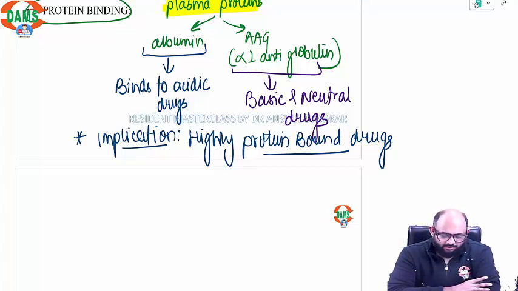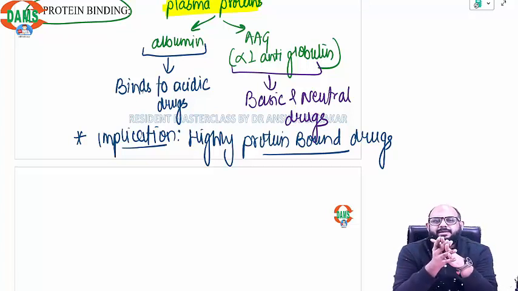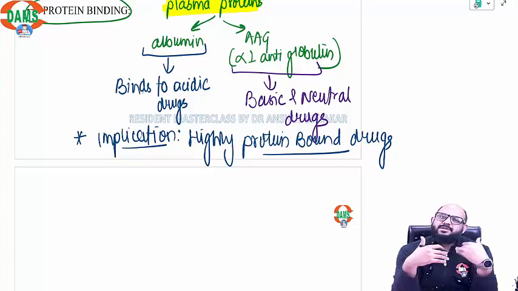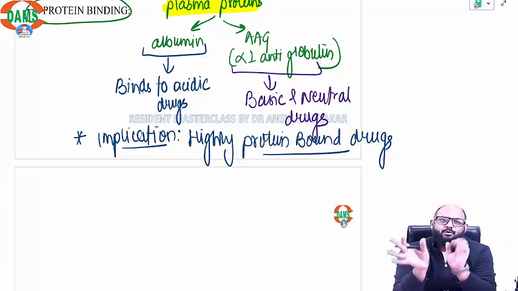Yeah, so we are talking about protein binding. So what is this concept of protein binding? The moment the drug reaches the systemic circulation, it comes across two types of protein. If the drug has an acidic nature, then it binds to albumin. If the drug has a basic or neutral nature, it will bind to alpha 1 antiglobulin.